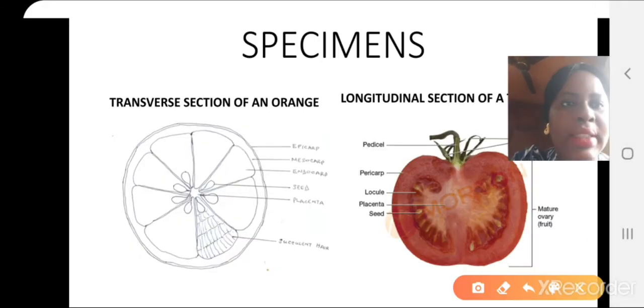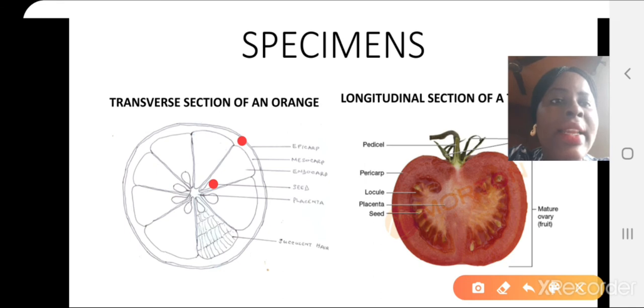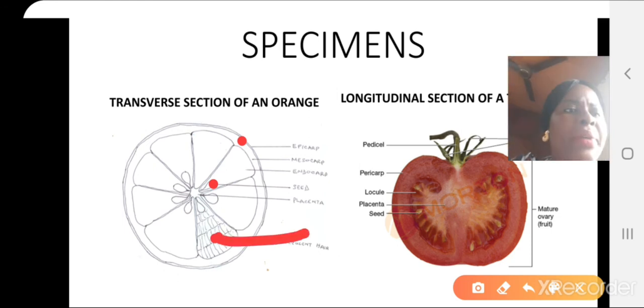Take for instance, this is the seed. I must not take my line to the epicarp and say I'm labeling the seed. That means it is wrong. So if you are labeling the seed, let the line touch the structure that you are labeling, just like this. If you are labeling the succulent ear, let your line touch it, then you move it out and label. That is it. Okay, thank you.